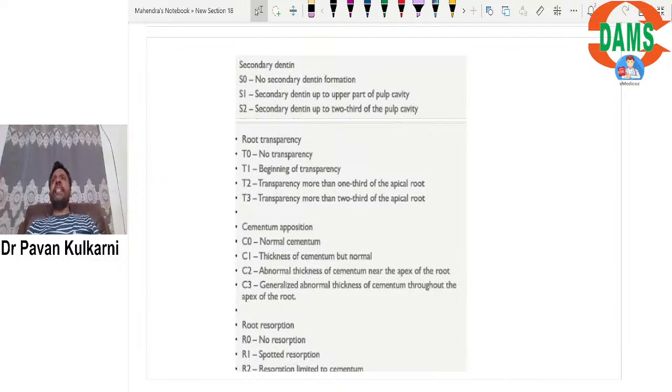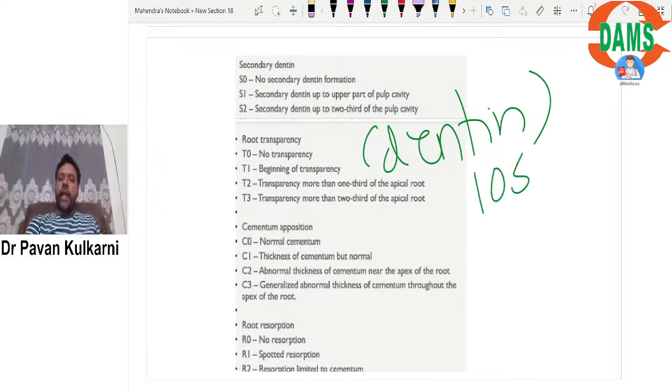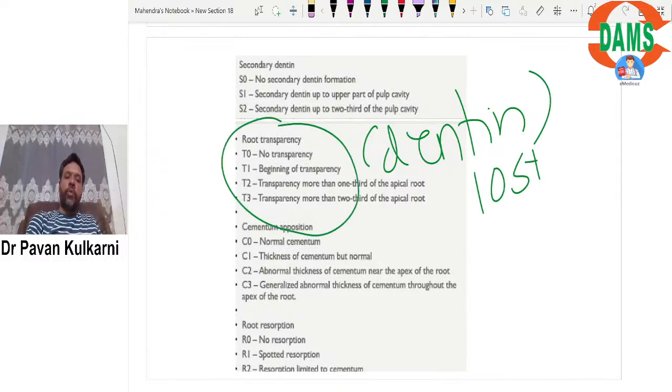Then the presence of secondary cementum. Secondary cementum increases with age. Root transparency is lost. If you see the root, dentine translucency is basically lost. And remember, this is considered to be the most reliable indicator. In Gustafson's age estimation method, loss of root dentine translucency is considered to be the most reliable criterion. So we should be aware of this also.